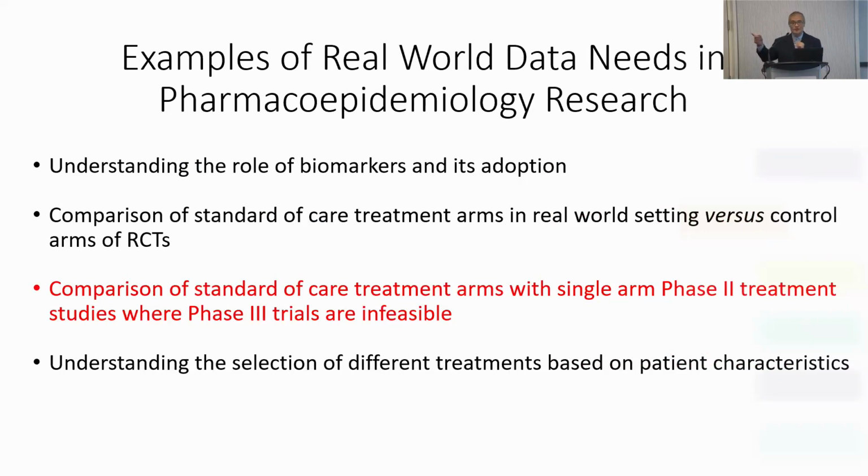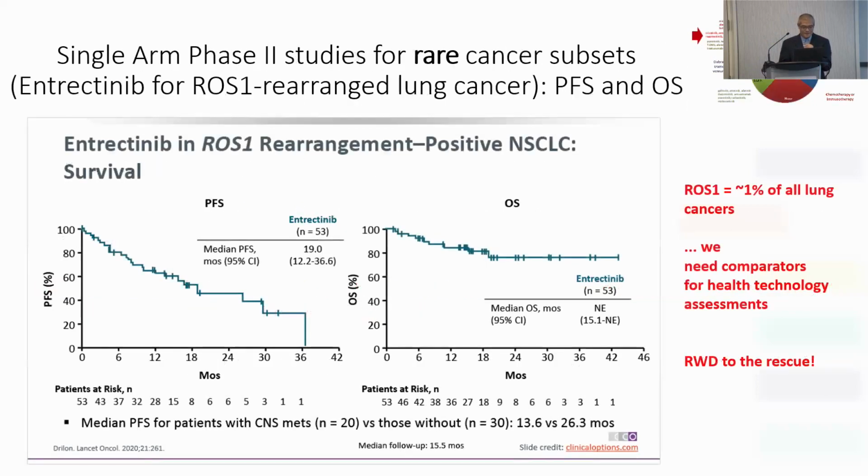This is exactly what Donna was talking about when she was talking about the external control database in this setting. So the example I'm going to give is with entrectinib and ROS1. So ROS1 rearrangements occur in less than 1% of all lung cancers. They say 1%, but we've never been able to demonstrate that 1%. It's always less than 1%. So it's pretty rare in this case.